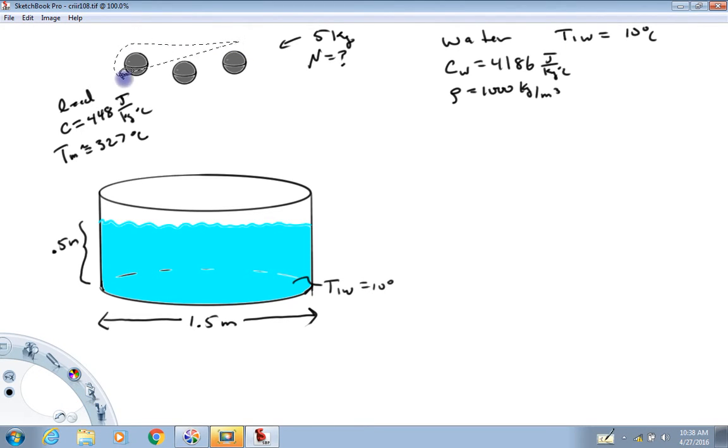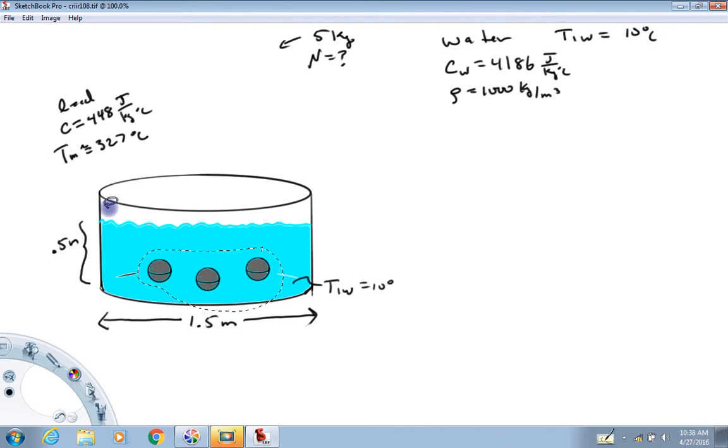We're going to imagine now that these cannonballs get put into the tank. Now, the level of the tank will go up, but that's just not an important part of this problem. We're going to assume that this tank is big enough to hold all of the water, cannonballs and everything.